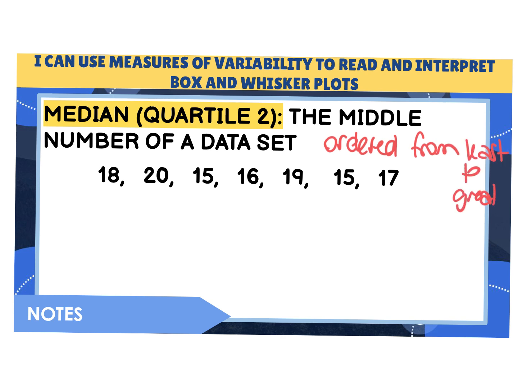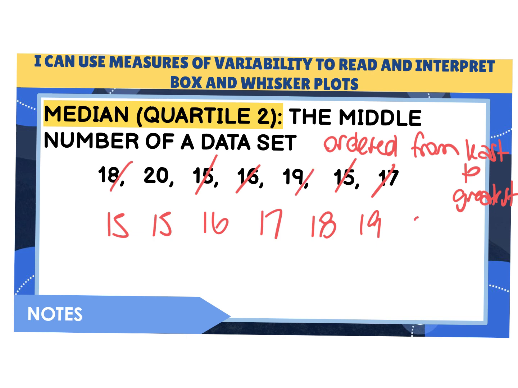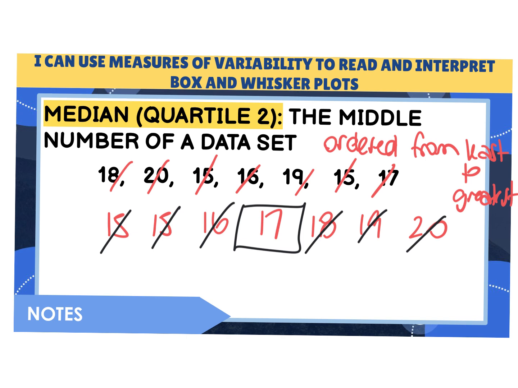So I'm going to order these numbers below. From least to greatest, we have 15, 16, 17, 18, 19, and 20. And then to find the middle number, we can cross out one number on each side until we're left with one number in the middle. So in this case, the median, the middle number, or quartile 2, is 17.